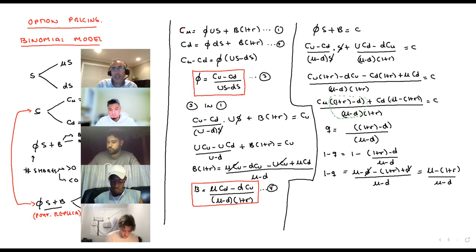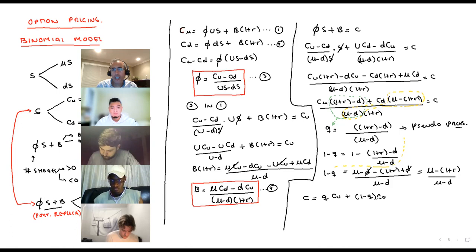And so this is 1 minus q. And take a look, guys. U minus 1 plus r divided by this one here is 1 minus q. You see that? So if this is q, then 1 minus q, guys, is this part here. You see that? So finally, I can rewrite this one here. And by the way, Q, guys, is called the pseudo probability. Okay. So finally, guys, my C is going to be equal to Q Cu plus 1 minus Q Cd divided by 1 plus R. So here we go with our final formula. Copy, and then we do one example. So this is one of the formulas we're going to use the most.